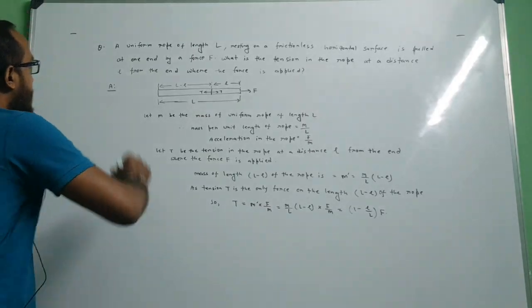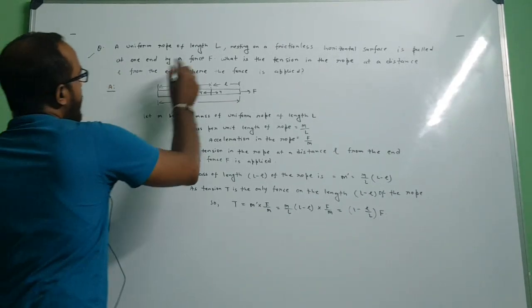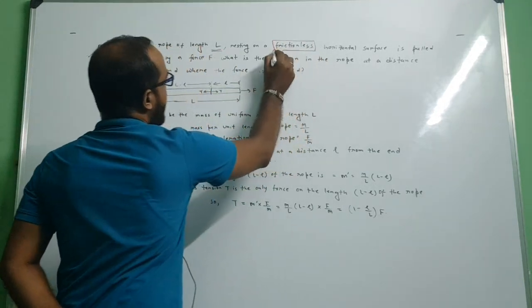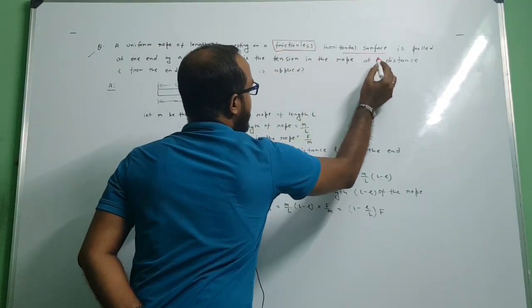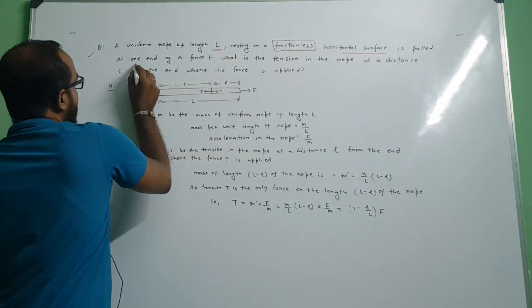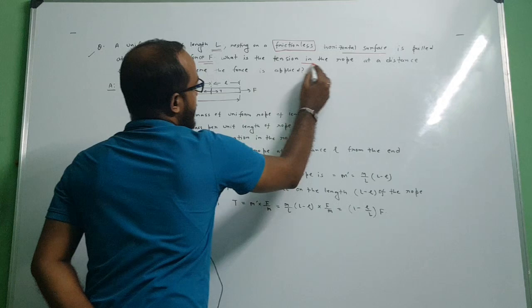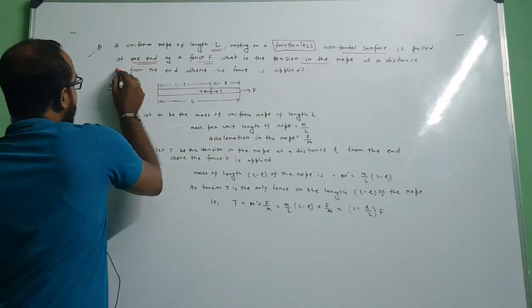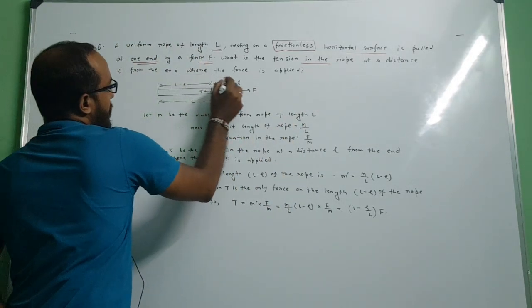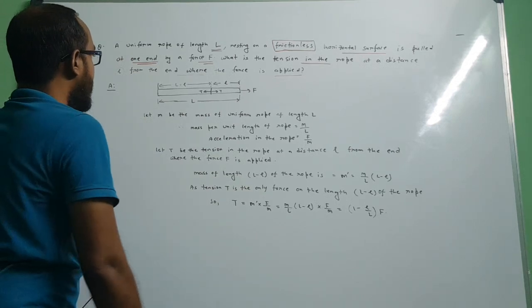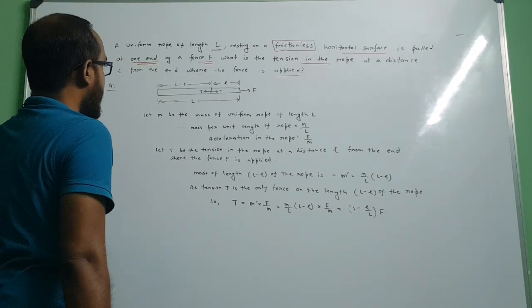So let us see another problem. A uniform rope of length capital L resting on a frictionless, this is important, frictionless horizontal surface is pulled at one end by a force capital F. What is the tension in the rope at a distance small l from the end where the force is applied? So you need to find the tension.